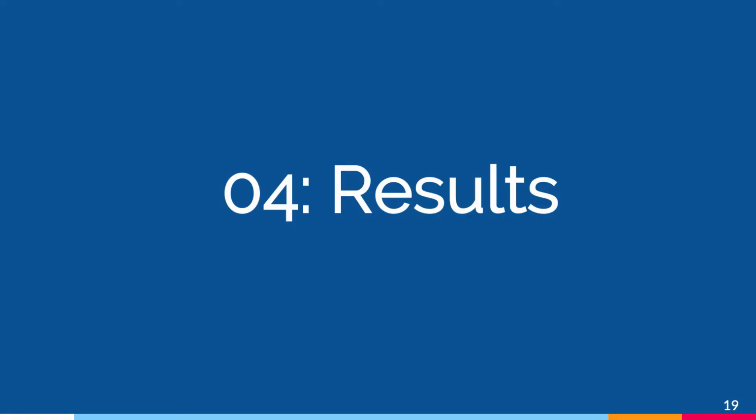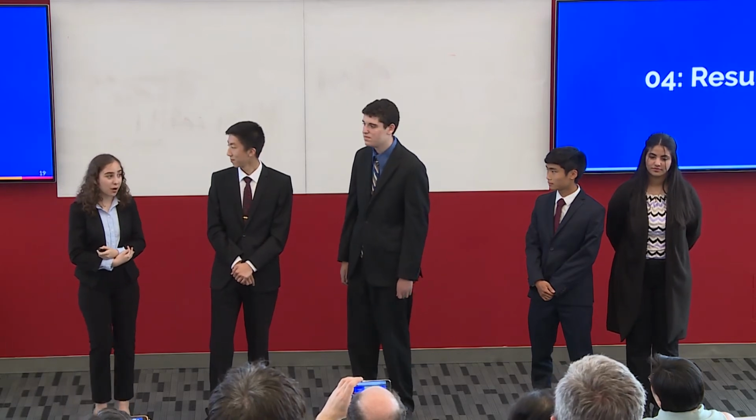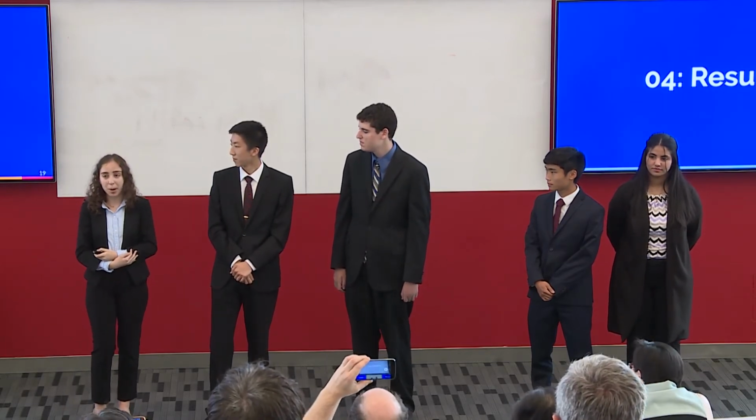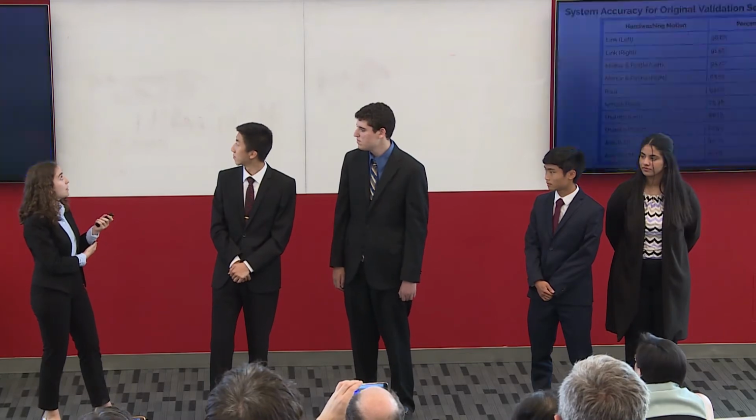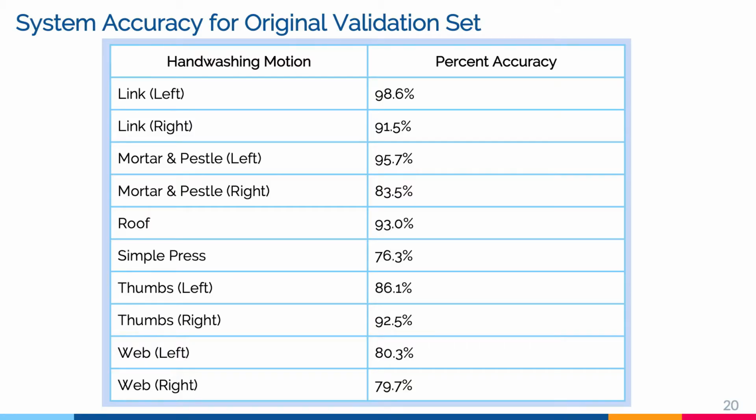So now we're going to get into the results of our project. I'd like to reiterate before we begin that the purpose of our project was to develop a system that can detect proper hand washing. In order to determine the success of our project, we had to get a system accuracy from the model. This chart shows the accuracy of the different hand washing positions.